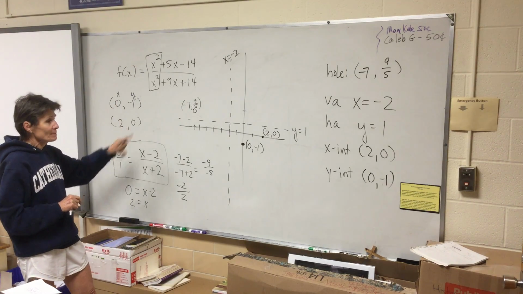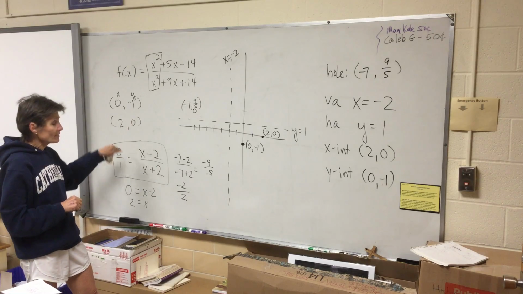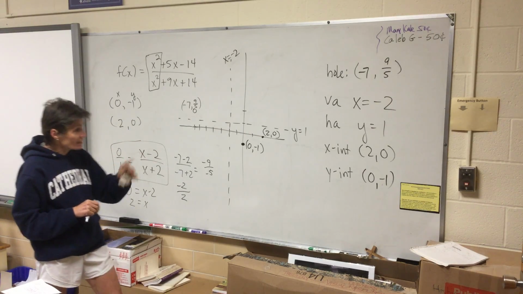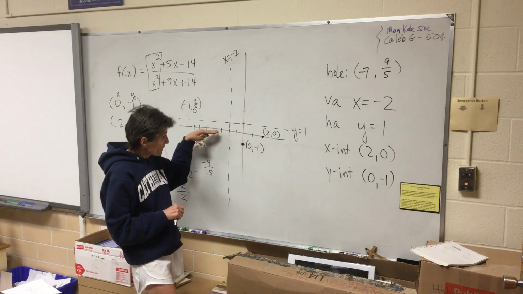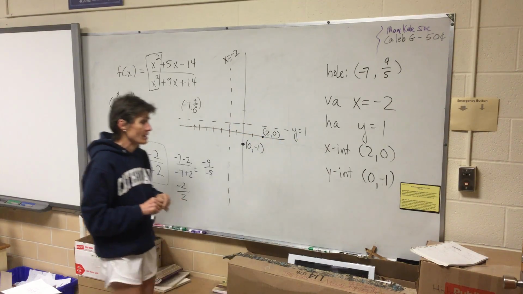You're going to let each letter be 0. You're going to figure out the other coordinate. You're going to plot them, and then you'll know. If you're on the y-axis, you're the y-intercept. If you're on the x-axis, you're the x-intercept.